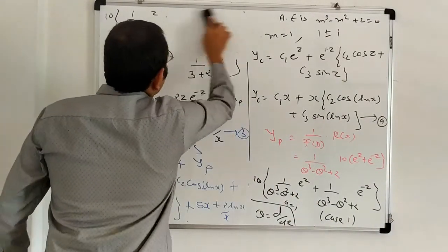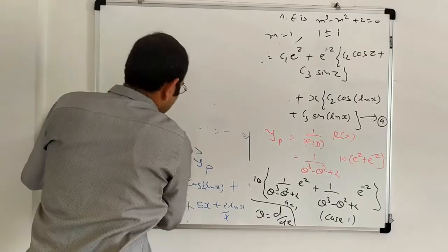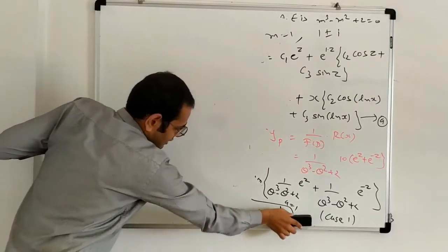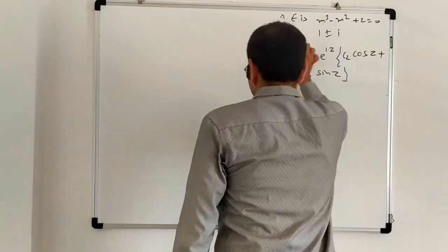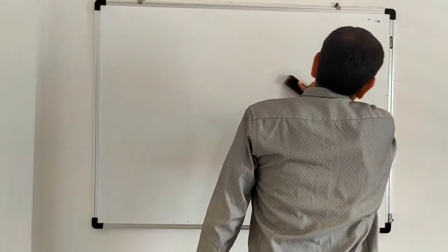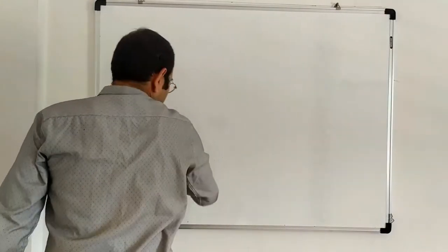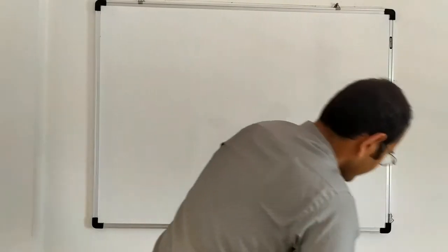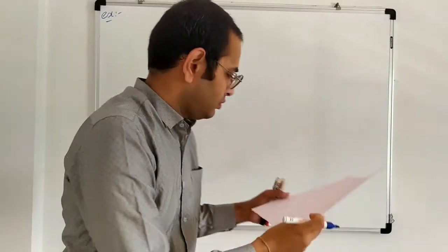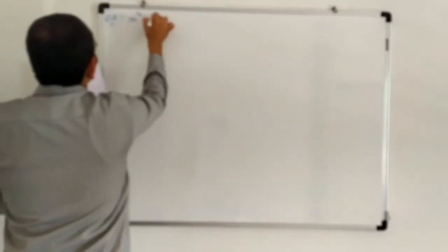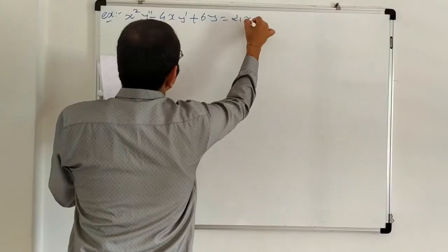Let us understand one more example. Next example is x square y double dash minus 4x y dash plus 6y equal to 21x raised to minus 4.